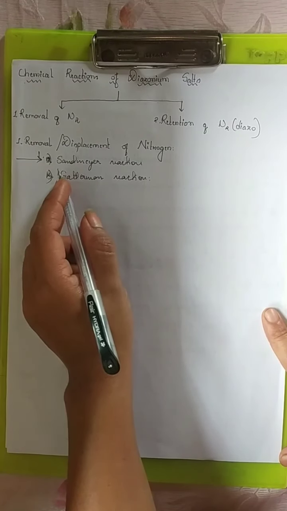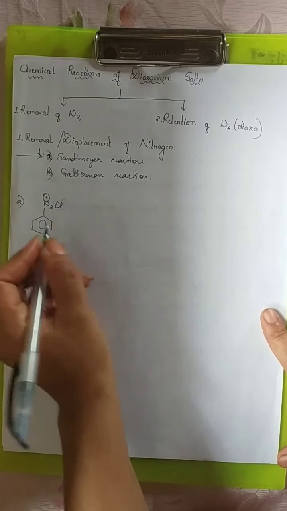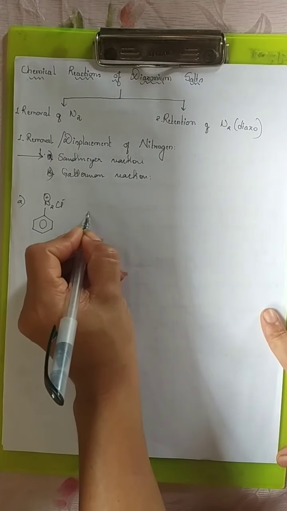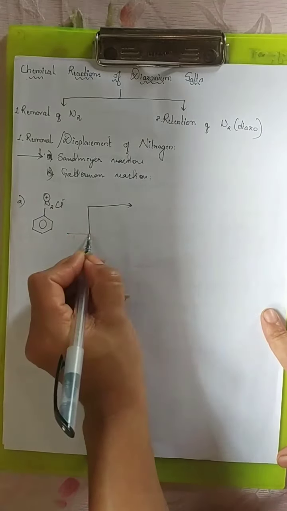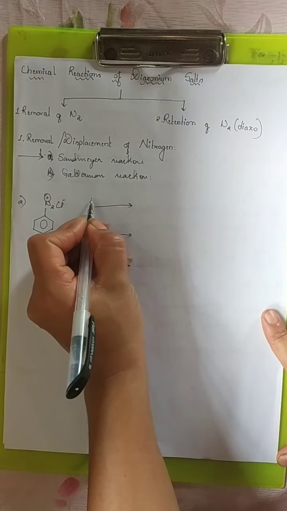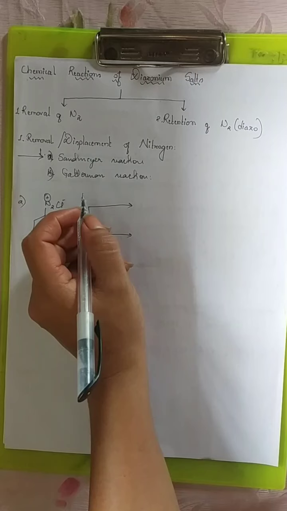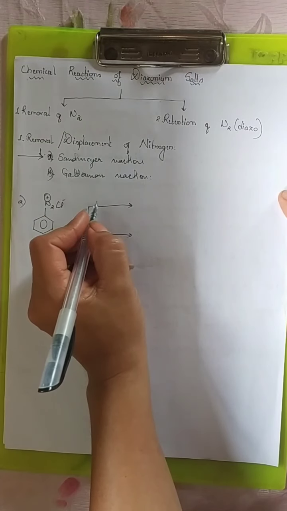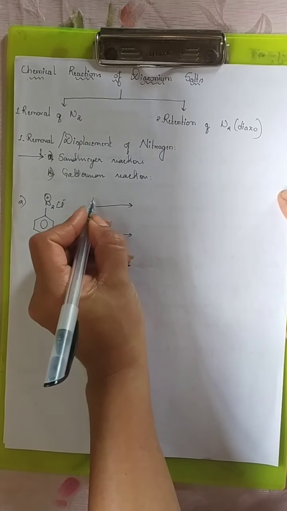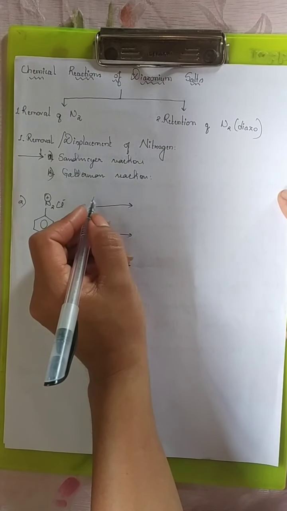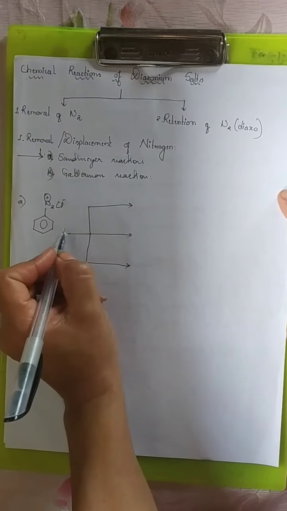In Sandmeyer reaction, if we consider this as A, this is our diazonium chloride. Sandmeyer's reaction can be divided into three types. The halide ions act as nucleophiles. The halide ions such as chlorine, bromine and cyanide ions can be easily introduced into the benzene ring with the help of a copper ion.